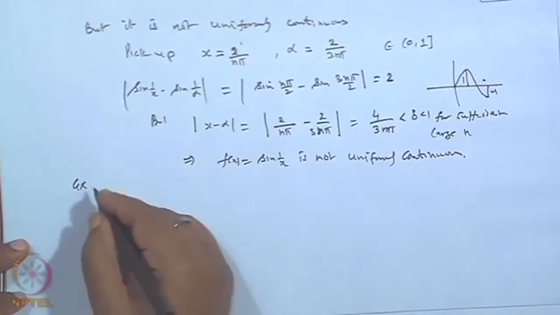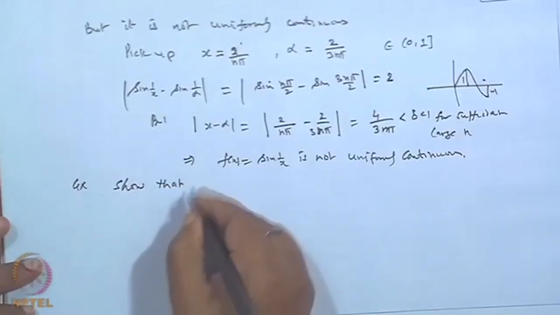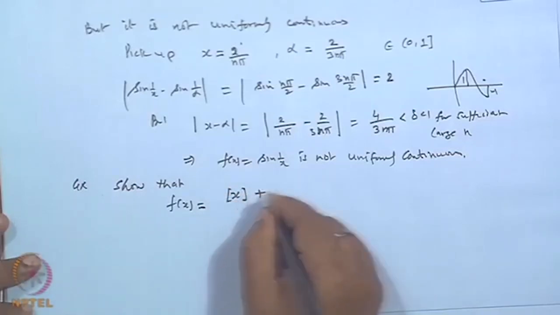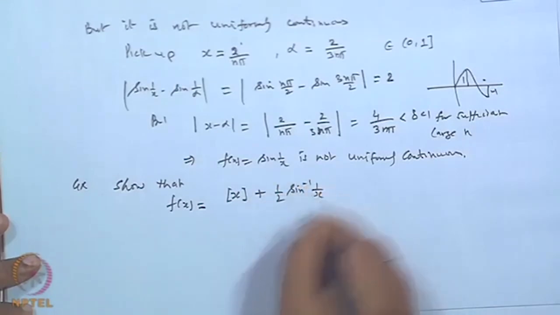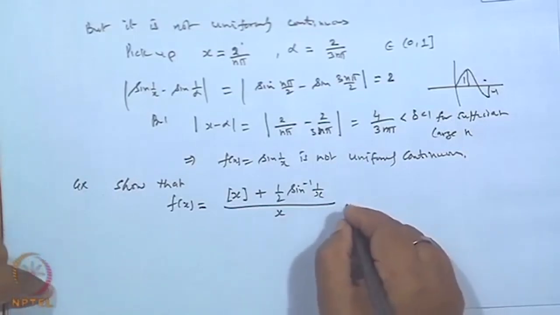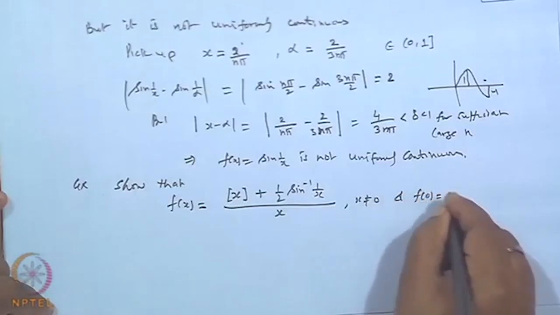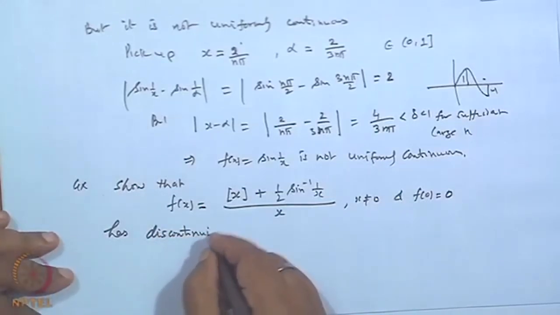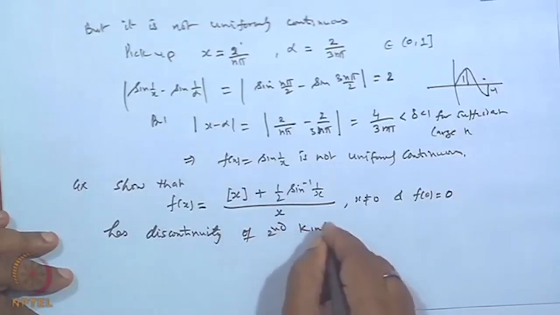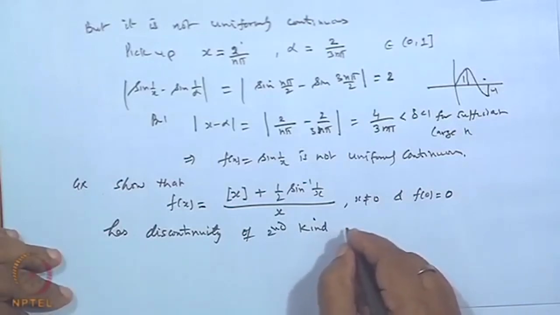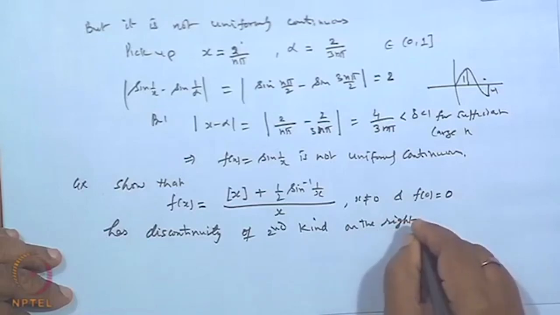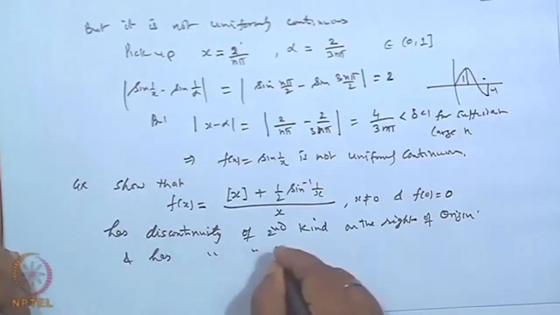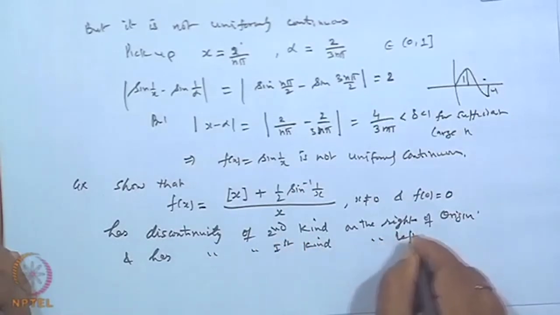Second example, let us take the function f(x) equal to [x] plus half sine inverse 1 by x, divided by x, when x is not equal to 0, and the value at the point 0 is 0. This function has a discontinuity of the second kind on the right of the origin, and has a discontinuity of the first kind on the left of the origin.